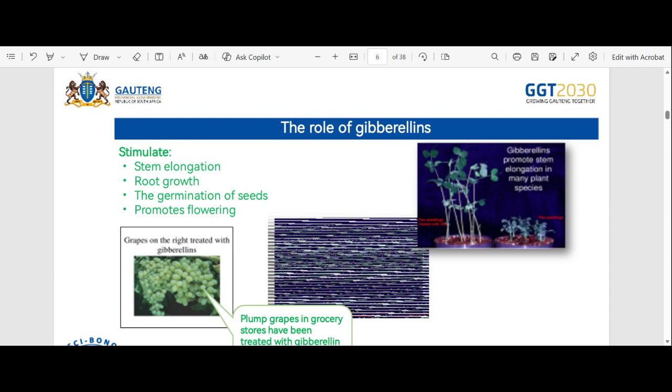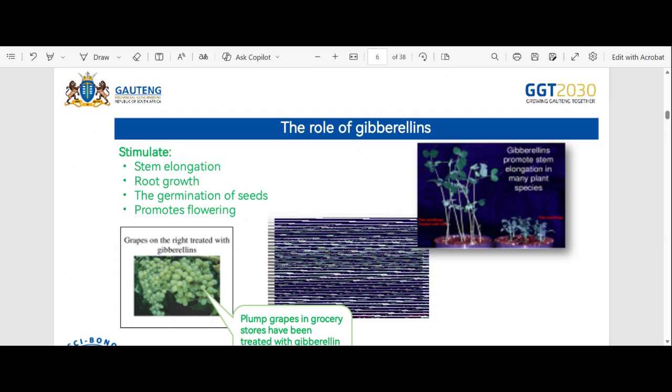Okay, let's go to the second function. The second function is root growth. So they stimulate the roots to grow. Okay. Number three, they stimulate the germination of seeds. Remember, we said germination is when the seeds sprout, right?